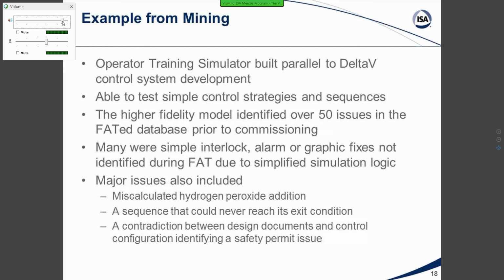And then the most important one that we were able to identify was a contradiction between design documents and the control configuration, where we found that one of their tanks that required a safety permit for a specific quantity was actually larger than the permit they had already acquired for the site. So they had to go out and request a larger safety permit that would have otherwise been an issue. This was a function of running into contradictory design information when creating the simulation.